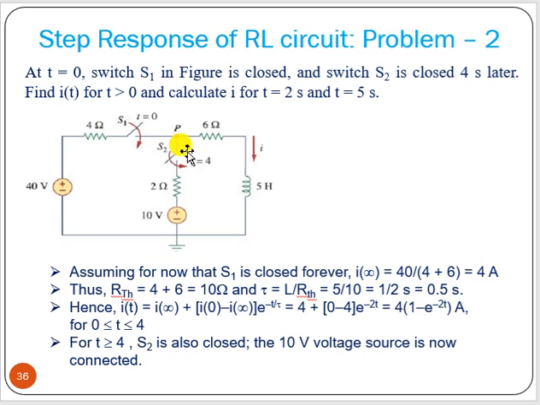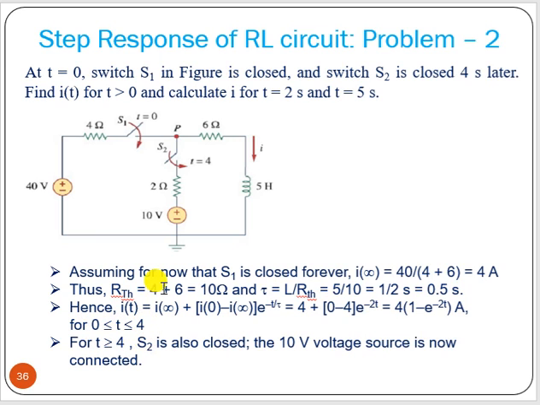Okay. And at that time, what is the RTH? If you look from the inductor side, you can see 4 and 6 in series, so 10 ohm. So tau equal to L by R. L is 5 by R is 10, 6 plus 4, so 0.5 second. So I(t) equal to what? Initial value is 0, final value is 4. So that will be 4 times (1 minus e to the power minus 2t). This is for t equal to 0 to 4.